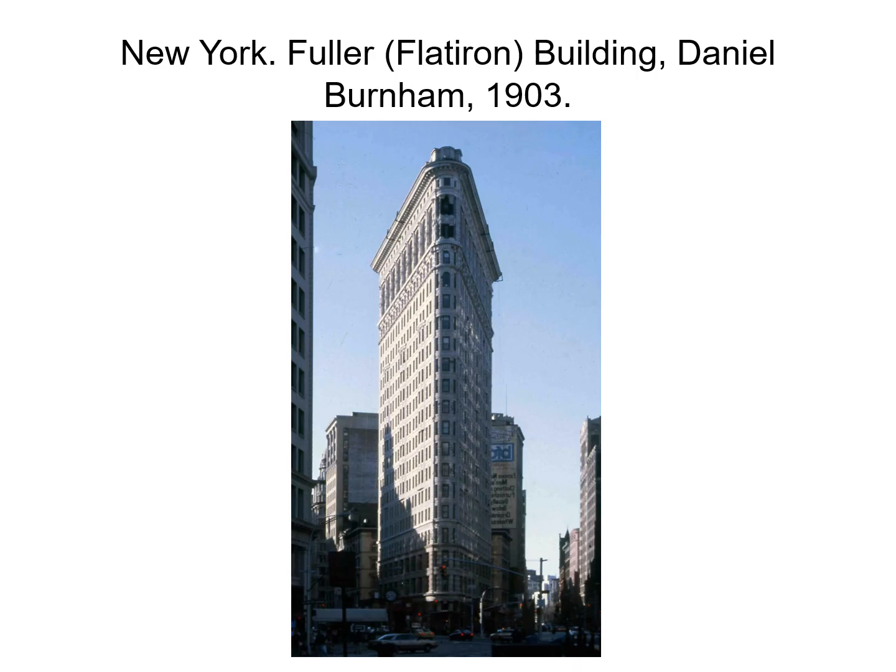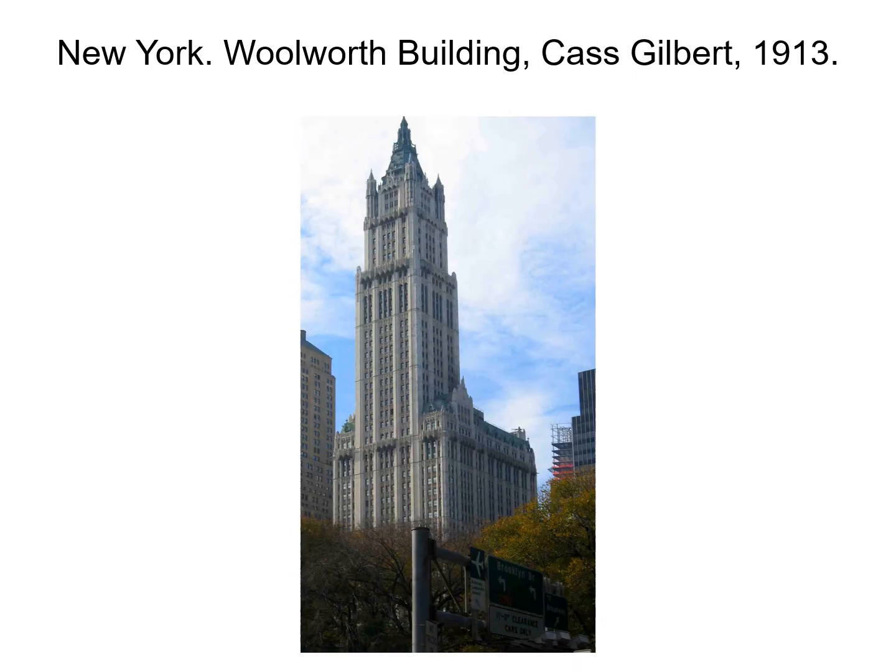In 1903, Burnham's office produced the 23-story Fuller Building, known as the Flatiron Building because of its wedge shape. New York, Fuller, Flatiron Building, Daniel Burnham, 1903. You may recognize this from Times Square. The greatest of the campanile-like towers, Cass Gilbert's Woolworth Building of 1913, remained the world's tallest office building for nearly 2 decades. In New York, by Cass Gilbert.